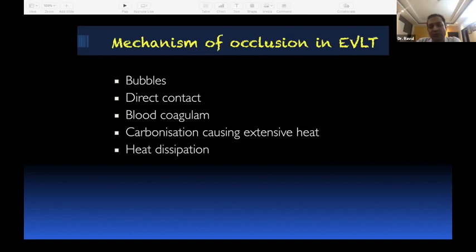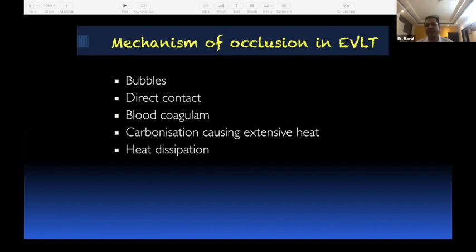So one is the bubble theory. What that means is that at the tip of the fiber, there is carbonization. When there is mild carbonization at the tip of the laser fiber, the temperature increases up to 100 degrees centigrade. Once the temperature reaches 100 degrees, it produces bubbles, and these bubbles travel and cause heat dissipation to the vein wall.